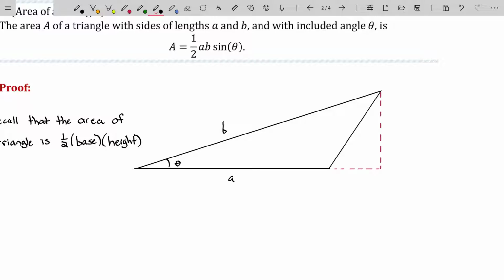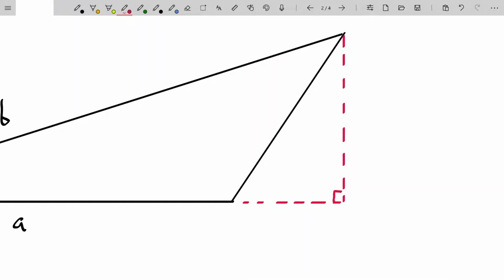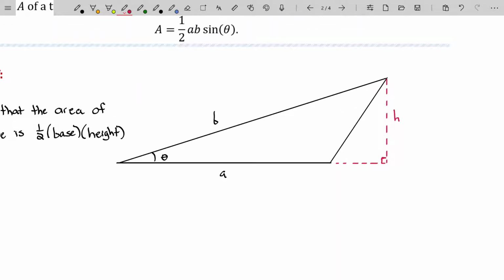Okay, so we've done that. Notice that we've created a right angle here. That's going to be critical for us. And this is the height. Now, when I say the height, I really mean the height of this triangle. We're really concerned about finding this highlighted area here, not the area of the red triangle, but the area of the yellow highlighted triangle. So we need the height of that and the base of that yellow highlighted triangle.